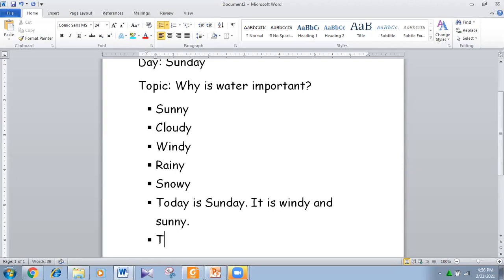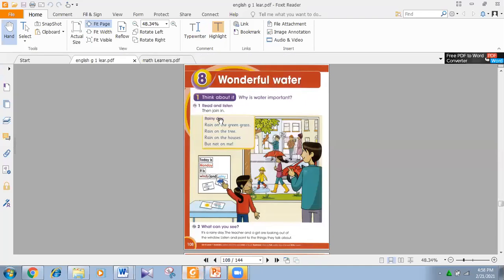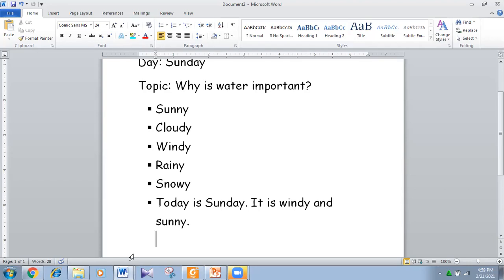Number two. Tomorrow is, okay, just we leave it, just try. Today is Sunday, it is windy and sunny. We have studied the five weathers and we have studied a poem. Rainy day. Rain on the green grass, rain on the tree, rain on the houses, but not on me. Then we have made a sentence that today is Sunday, it is windy and sunny. The weather is, there is too much wind and there is sun also, because I was coming from outside, I was not in the home. I went somewhere, so there was sun and even there was wind outside.